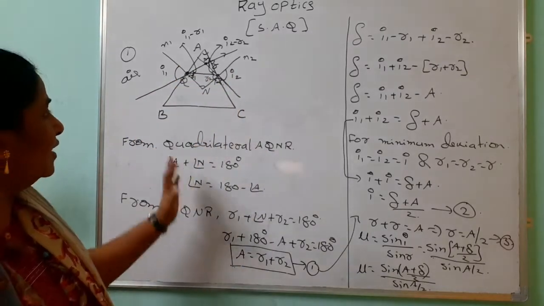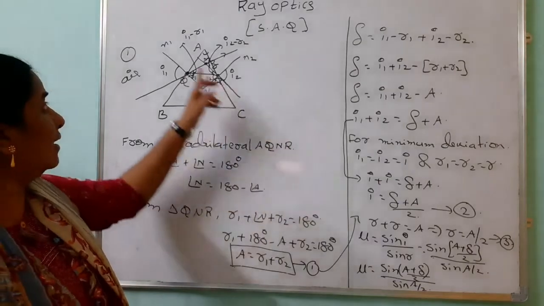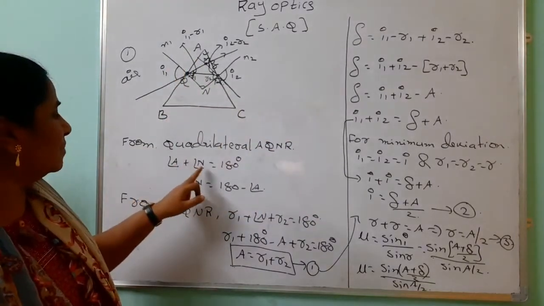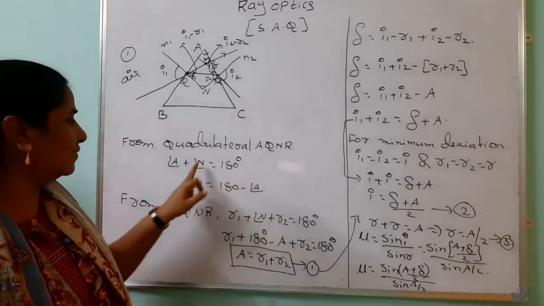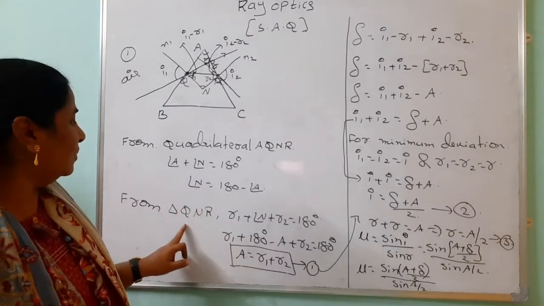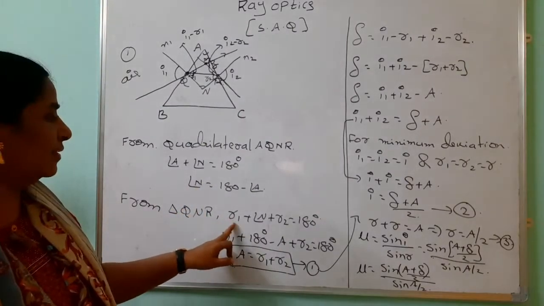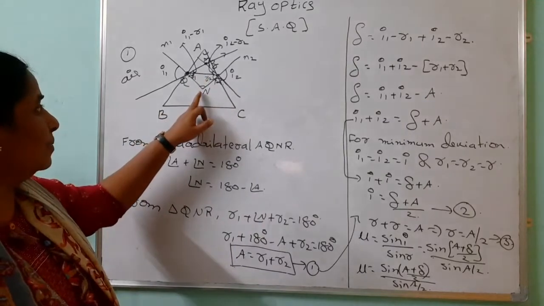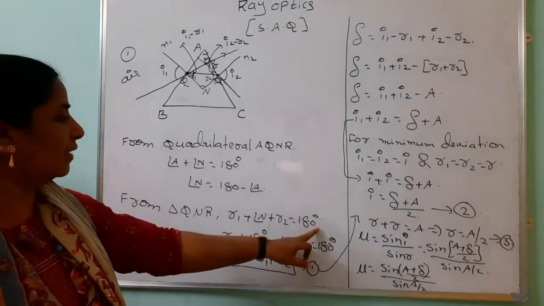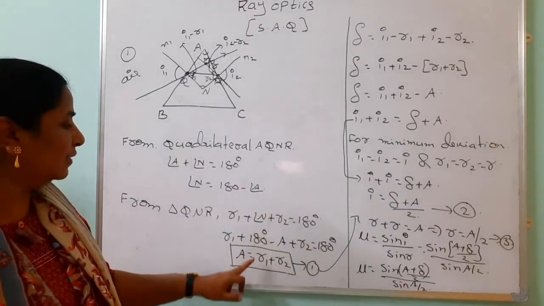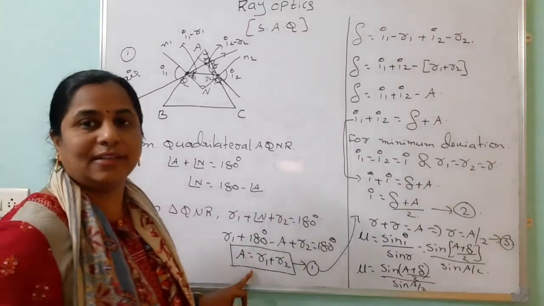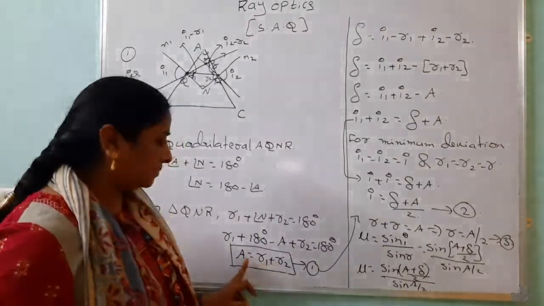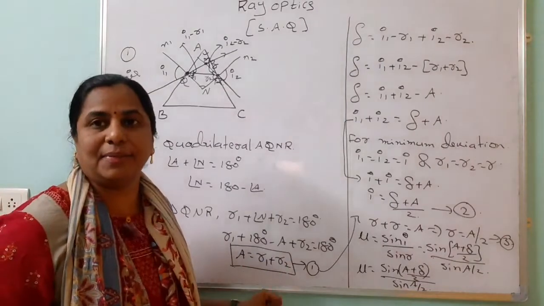Then we can go for the quadrilateral AQNR. We can write the angle of the prism plus N equals 180 degrees. Then from the triangle QNR, R1 plus R2 plus angle N equals 180 degrees. When we substitute in this, we get the expression for the angle of the prism: A equals R1 plus R2.